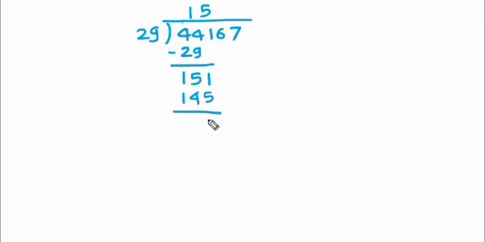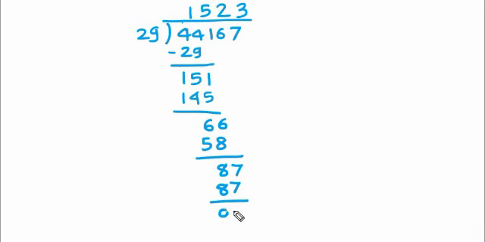44,167 divided by 29. So our answer is 1523. Now we have seen that we do addition, subtraction, multiplication and division of any large number in the same fashion as we did it for the small numbers. So let's do a few sums so that we get some practice of doing operations on large numbers.